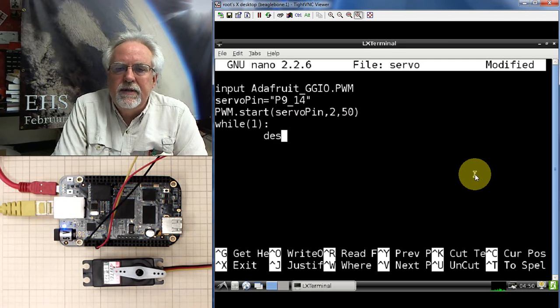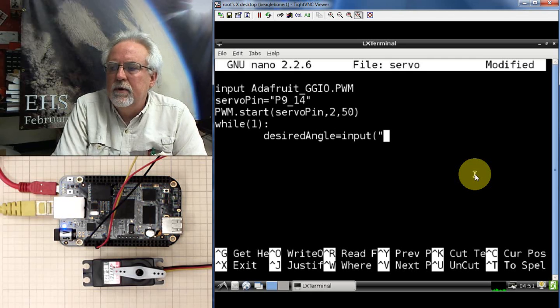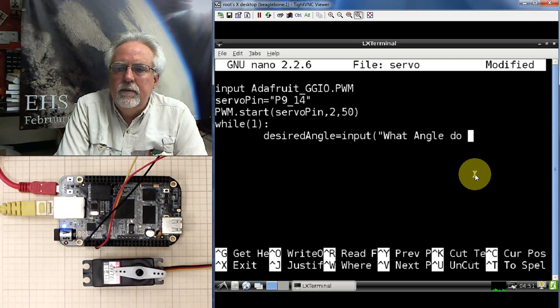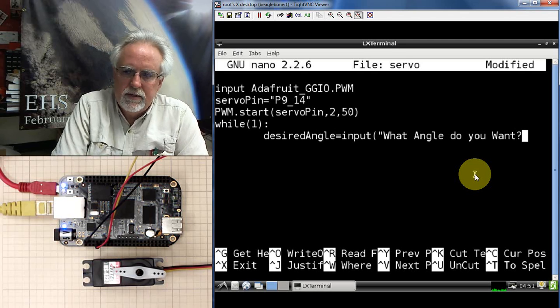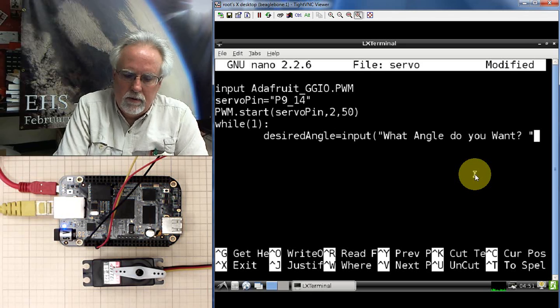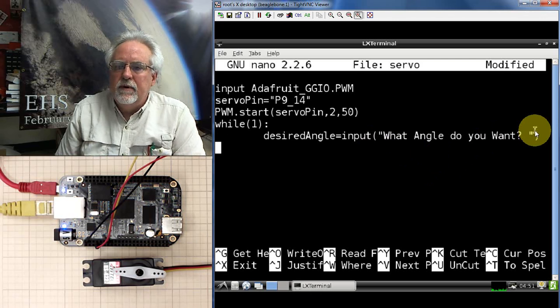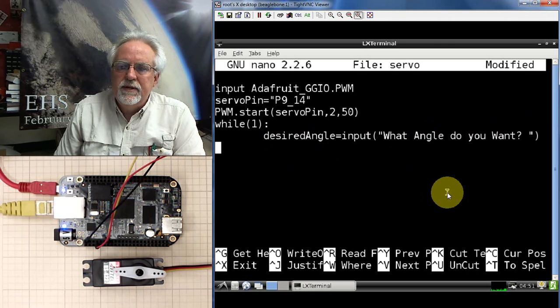So we're going to say desired angle, and we're going to get it from the keyboard by saying equal input. We'll give them a prompt. What's the prompt? What angle do you want? Question mark, space, quote, close parentheses. I usually forget to do one of those things, but we close the parenthesis, we close the quote, we close the parentheses. So it's going to ask him to input from the keyboard what his desired angle is.